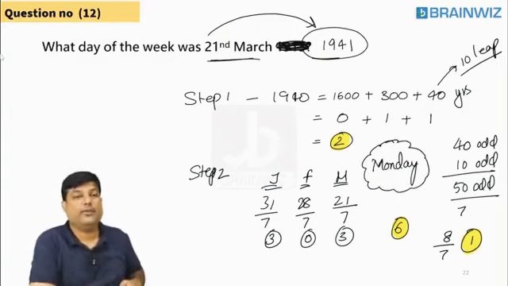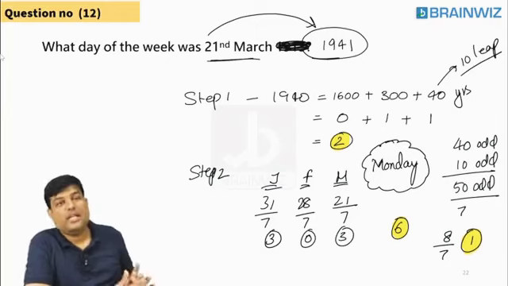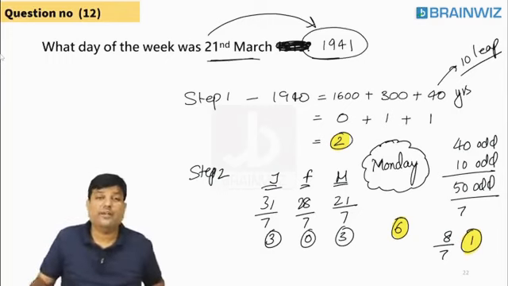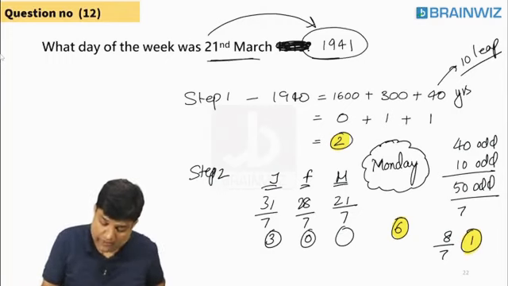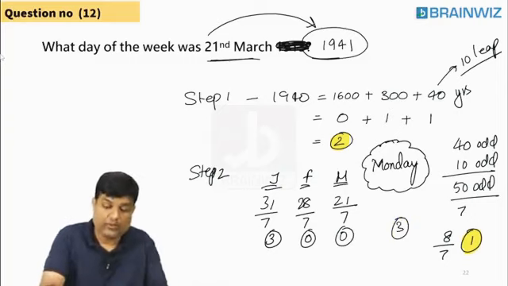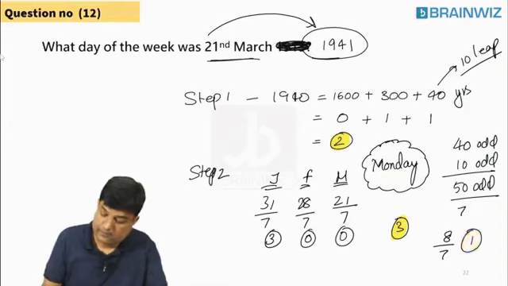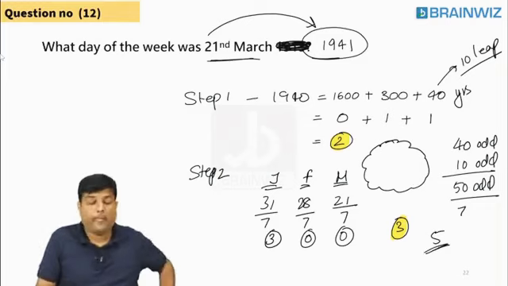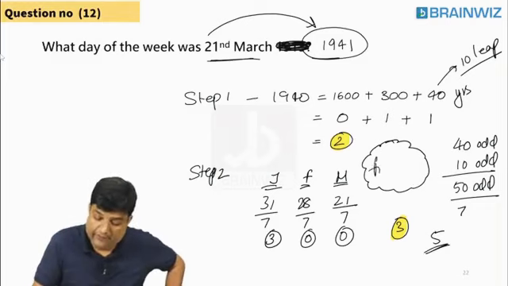Are you understanding, everybody? Have you all understood this one? Say yes or no. Oh, sorry. 21 divided by 7 is 0. I'm sorry, I don't know why I'm making mistakes. So this is 5. Come on, tell me, students, what does 5 stand for? Friday.